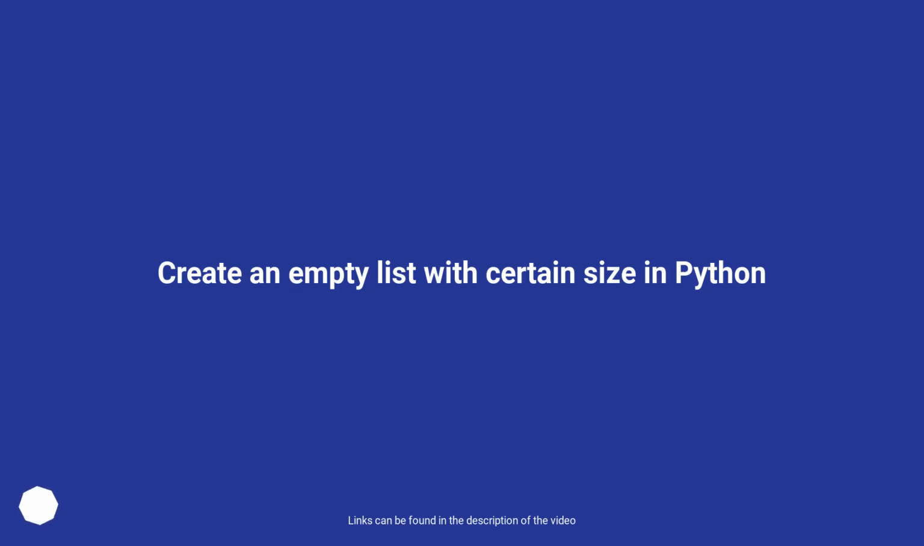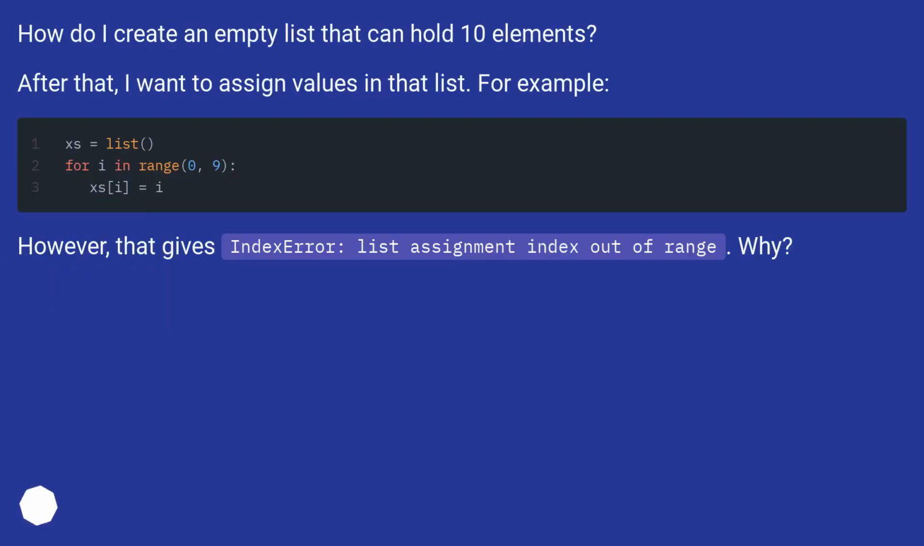Create an empty list with certain size in Python. How do I create an empty list that can hold 10 elements? After that, I want to assign values in that list. For example, however, that gives "IndexError: list assignment index out of range". Why?